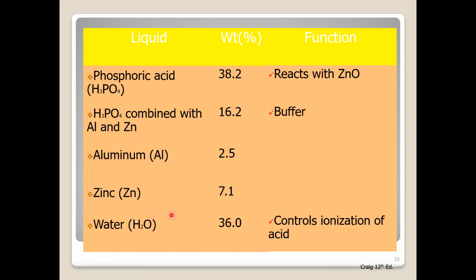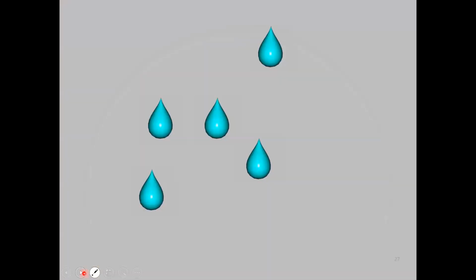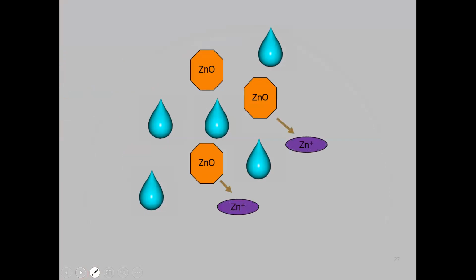Then you have water, which controls the ionization of the acid. That means in the presence of water only, H ions can be released. Then we come to the setting reaction. So consider these are the drops of the liquid containing phosphoric acid, which you are mixing with the powder, which is basically zinc oxide in composition. So when these H ions from the liquid are going to add on this, then they are going to displace the zinc, Zn plus ions, from the powder particles.